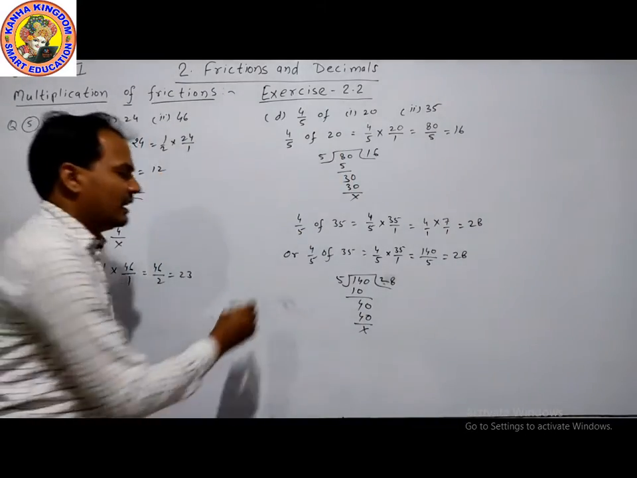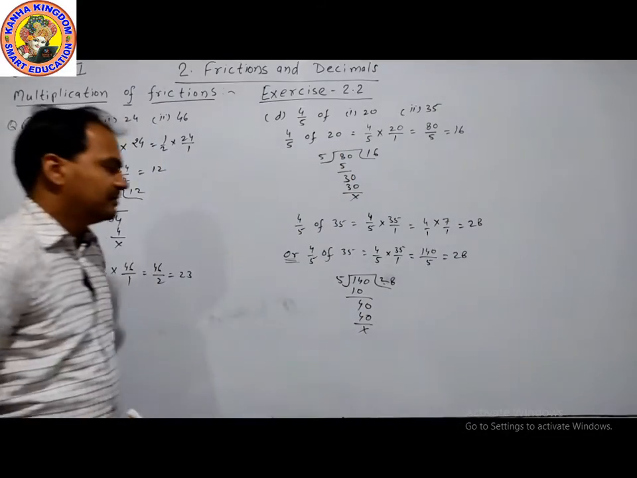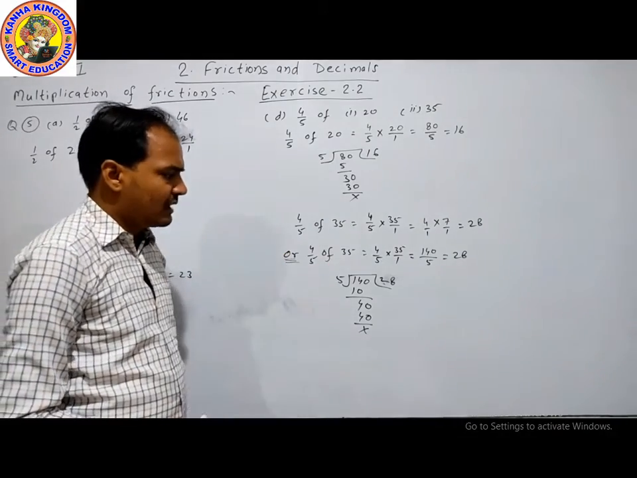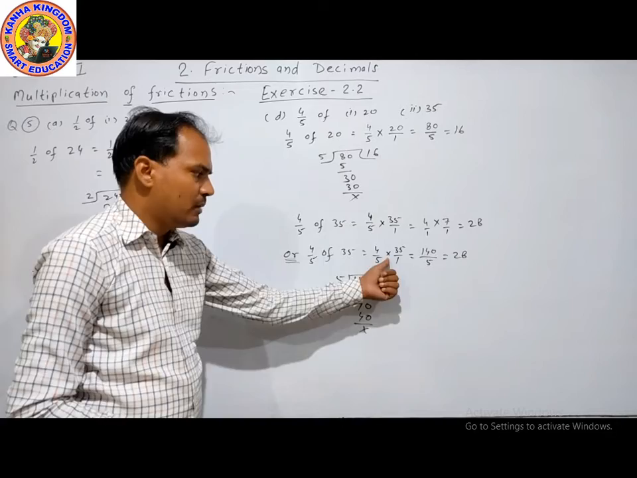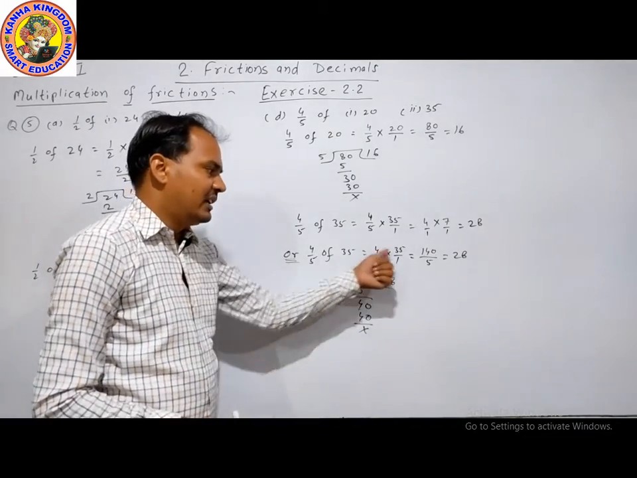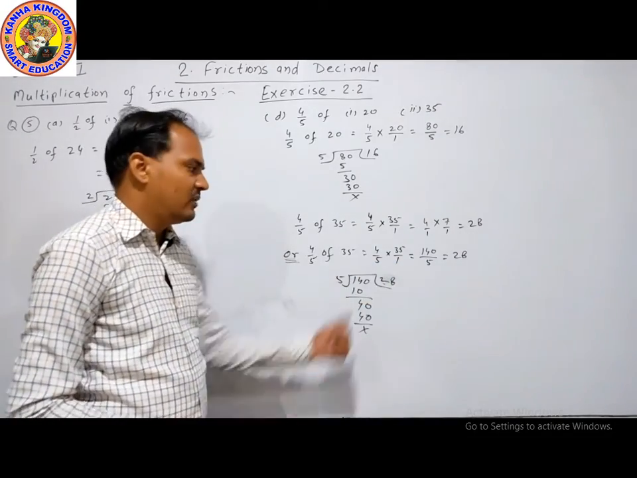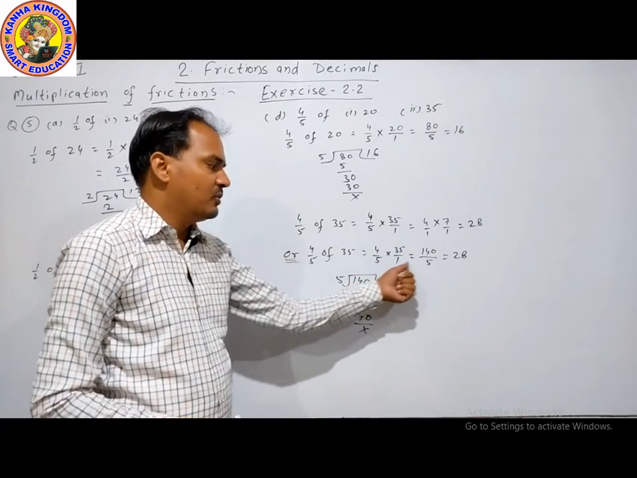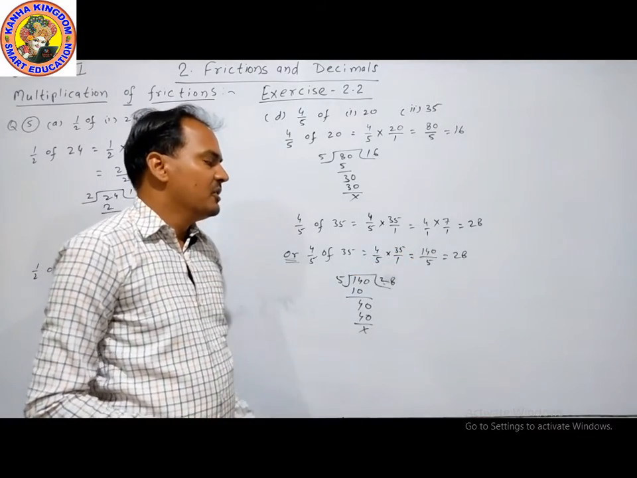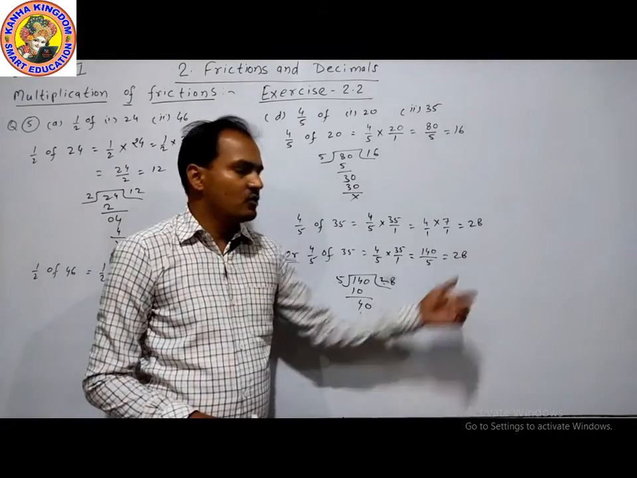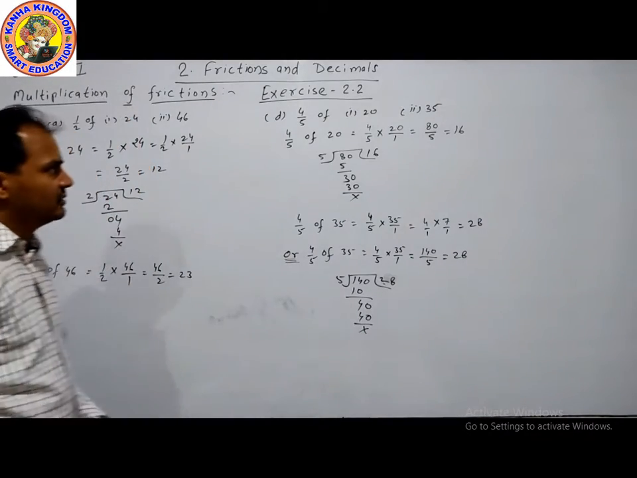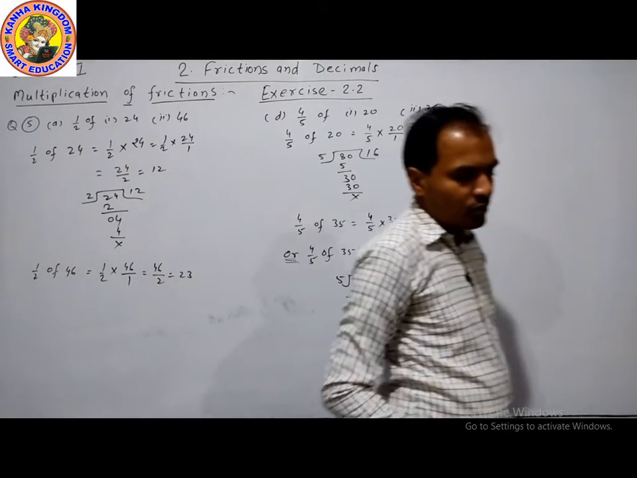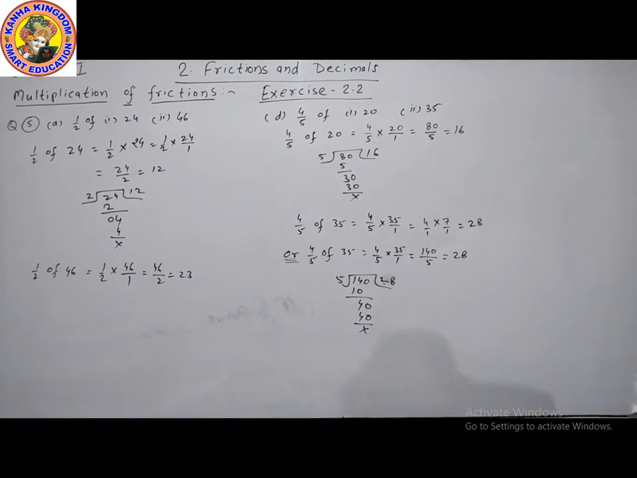Or in the other method, 4 by 5 of 35 is our question. "Of" will be replaced by multiply sign. 35 written as a fraction by dividing by 1. 4 into 35, answer is 140. 5 into 1 is 5. When we divide 140 by 5, answer is 28. You can take a screenshot of this. We will move to our next question.